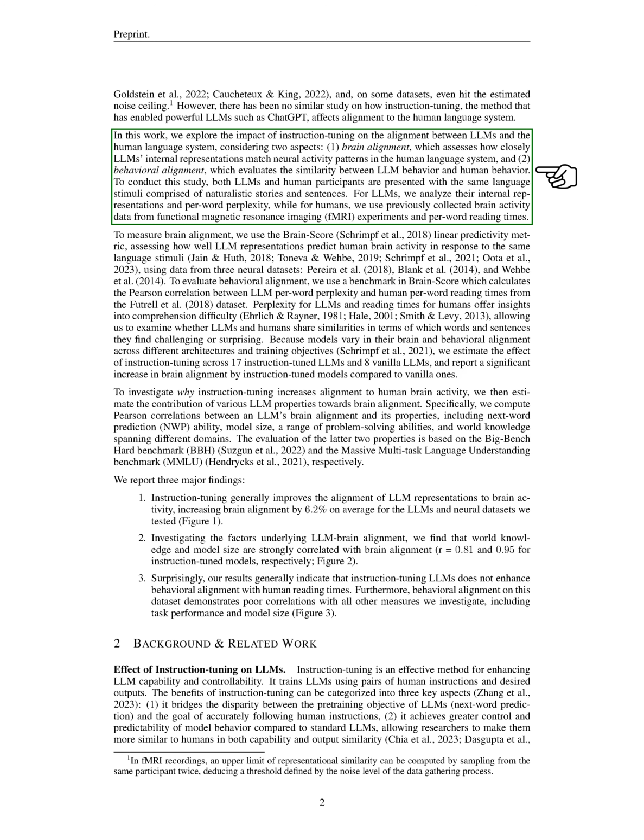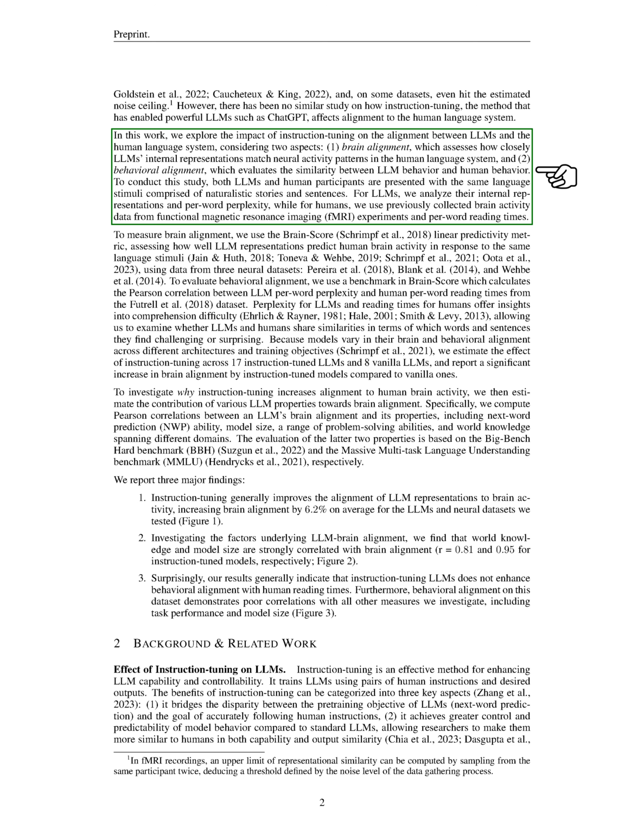We'll look at two aspects: brain alignment, which measures how closely the internal representations of LLMs match the patterns of neural activity in the human language system, and behavioral alignment, which evaluates how similar the behavior of LLMs is to human behavior. To do this, we'll present both LLMs and human participants with the same language stimuli, which will consist of naturalistic stories and sentences. We'll analyze the internal representations and per-word perplexity of the LLMs, and we'll use previously collected data from functional magnetic resonance imaging, fMRI, experiments and per-word reading times for the humans.